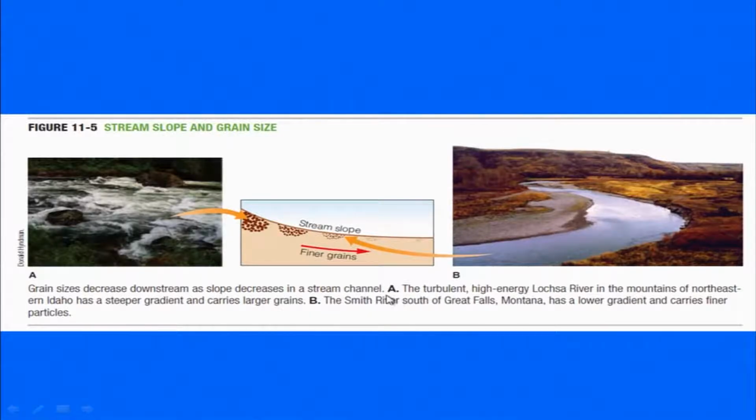Now figure A is this one. It shows that the flow is very turbulent, but actually the movement of the water is slow, as we were talking about in one of the slides in the previous lecture. So the turbulent high energy river has been shown here, whereas downstream it is very calm. It has a low gradient and carries the finer material, whereas this carries the coarser material.